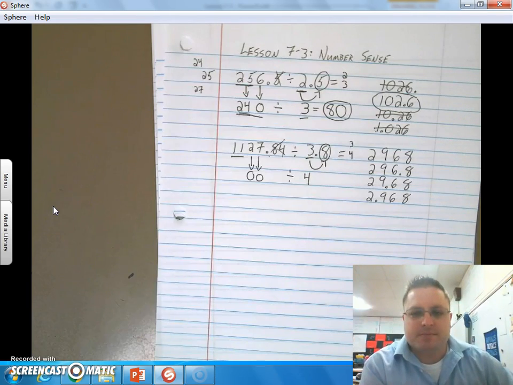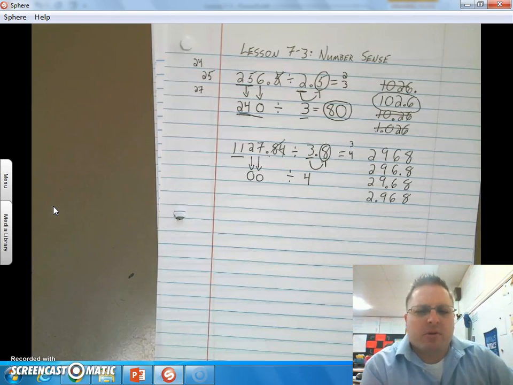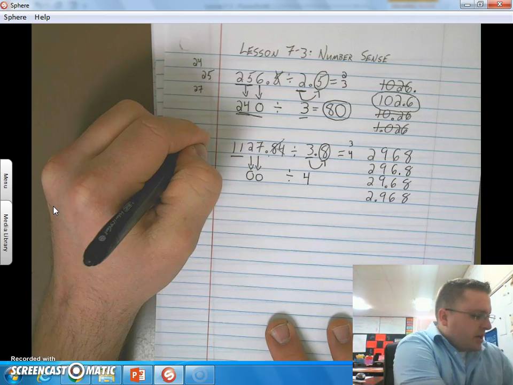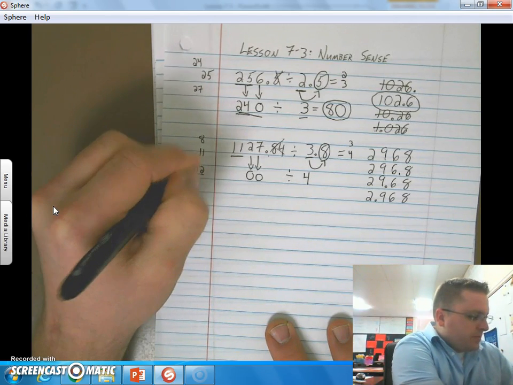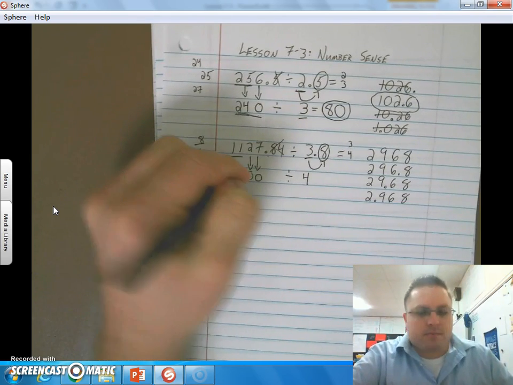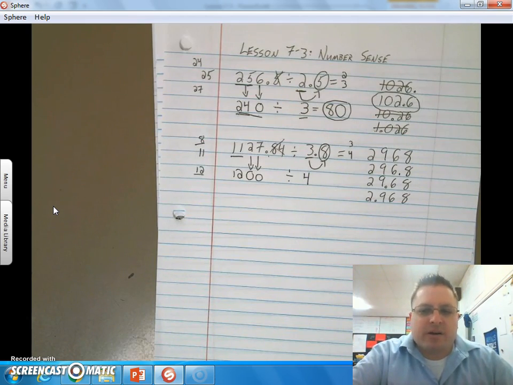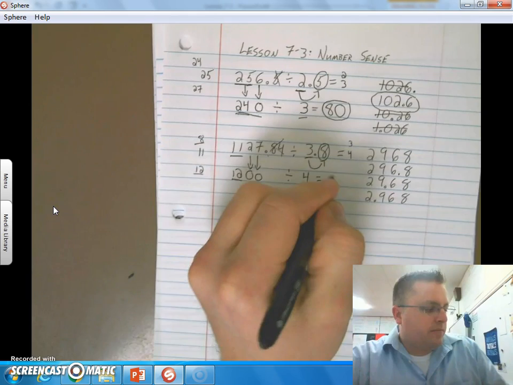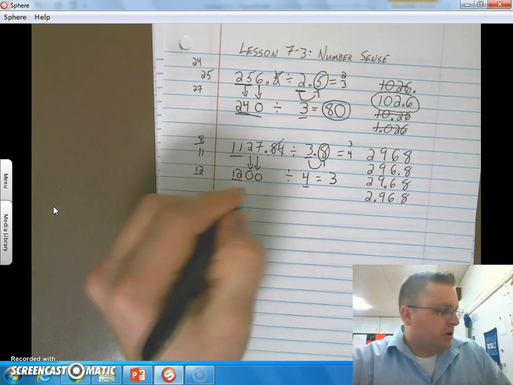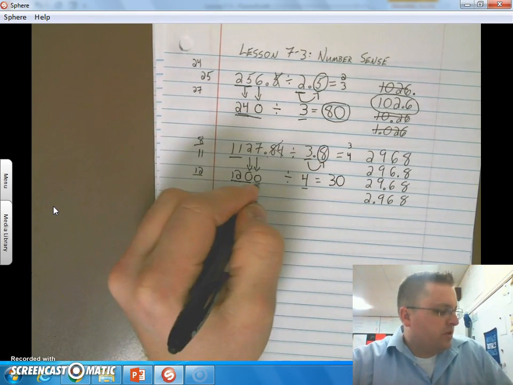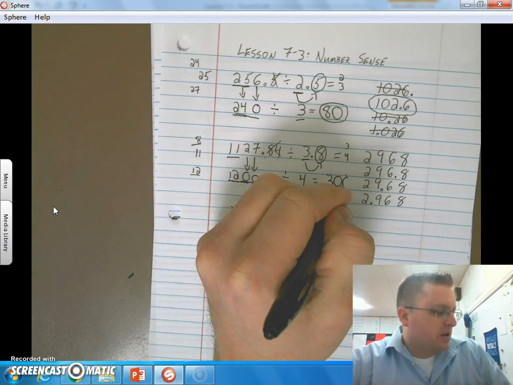I don't need those. So is 11 a multiple of 4? No. 11 comes in between the numbers 8 and 12, though. And the number closest to 11, that's a multiple of 4, is 12. And we're going to go ahead and divide. 12 divided by 4 is 3. So 120 divided by 4 is 30. And 1,200 divided by 4 would be 300.